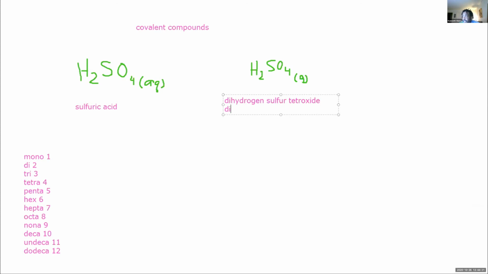Or you could call it dihydrogen monosulfur tetroxide. We okay? Dropped the suffix, you said? You dropped the A at the end. So you notice it's not tetraoxide, it's tetroxide. Okay, so you dropped the vowel, basically? Yep. Thank you. The vowel.